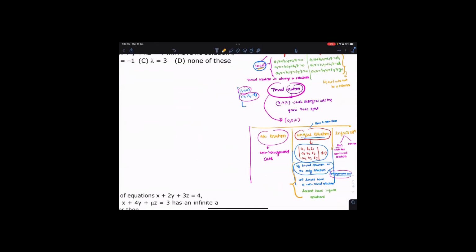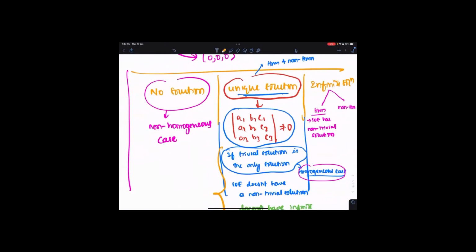0, 0, 0 means trivial solution. No solution case will only come for the non-homogeneous case. It will not come for the homogeneous case. And unique solution will be there for both. Infinite solutions will come for both. When it comes to the homogeneous case, for infinite solutions, in the question they will say: the system of equations has a non-trivial solution. It means infinite. For the non-homogeneous case, directly the language used is this only. In the non-homogeneous case, it is not a difficult task. They will say unique solution, no solution, like that.